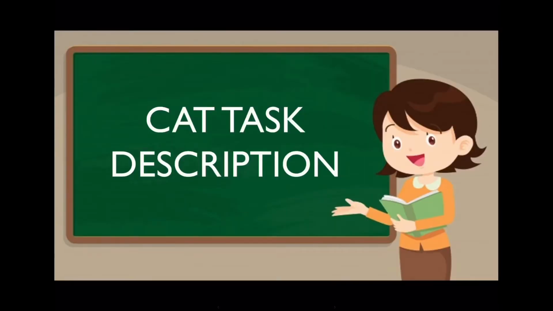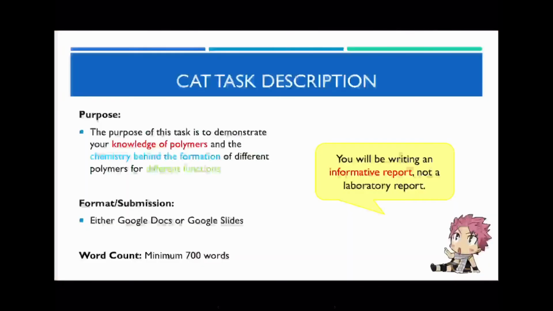Now I want to discuss what you are going to be doing in today's CAT. The purpose of today's CAT is for you to demonstrate your understanding of polymers and the chemistry behind their formation, so how they're made and what monomers are required, as well as stating their uses and functions in everyday life. You're going to be writing this report either in Google Docs or in Google Slides, okay? The word count is 700 words, and you'll find that it's quite easy to exceed this, and there is no limit. As long as you go over 700 words, you should be fine.